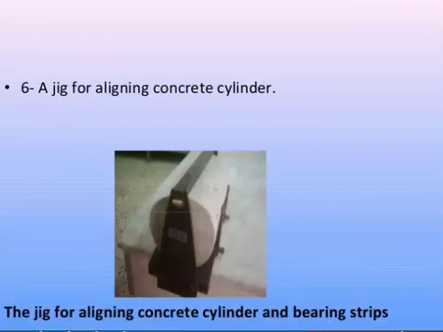Six, a jig for aligning the concrete cylinder. This is basically the cylindrical specimen which you are viewing. So these types of specimens have to be cast and tested for split tensile strength.